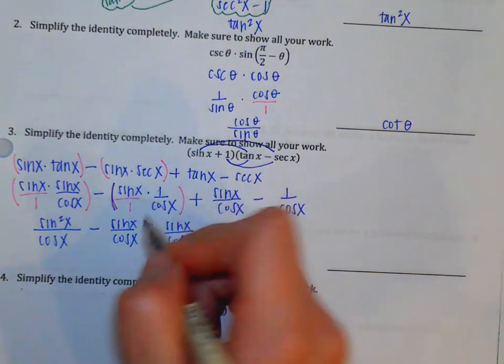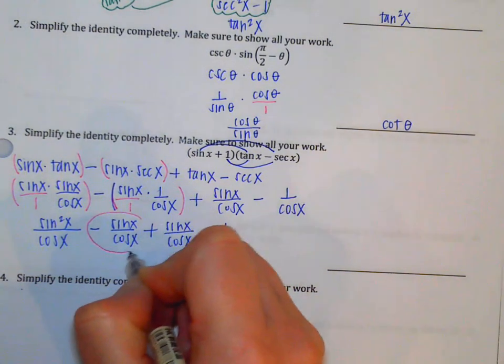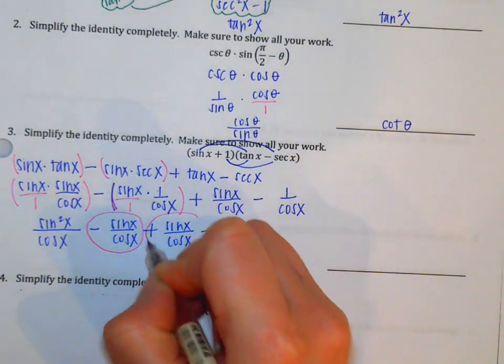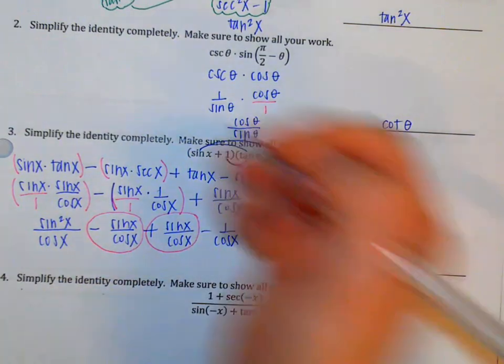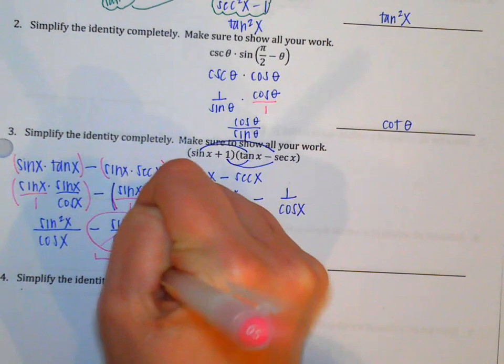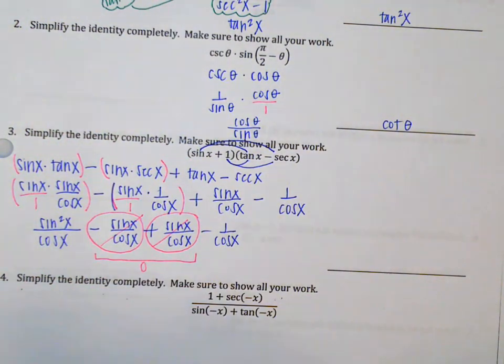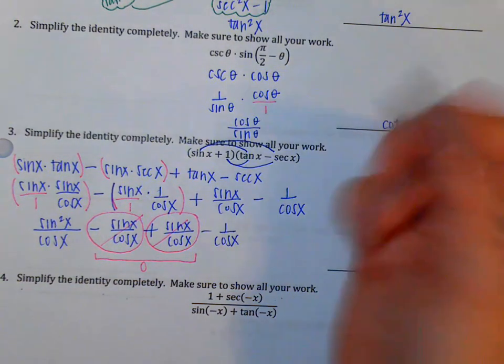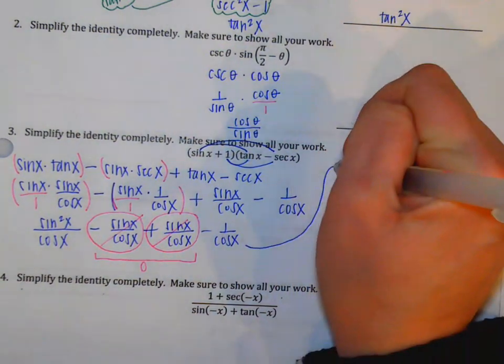And there is. I have a negative sine over cosine x and a positive sine over cosine x, and those are going to cancel out to be equal to 0. Remember, when you're adding and subtracting the same thing, they cancel out to be 0. When you're multiplying and everything cancels out, that's when it equals 1. Okay, so let's move our work up here.